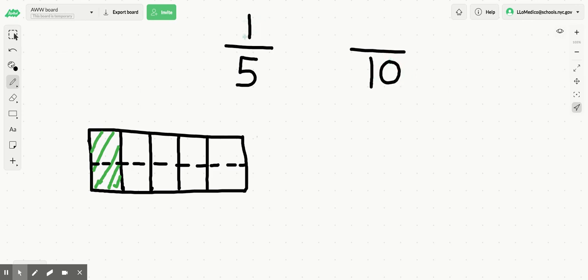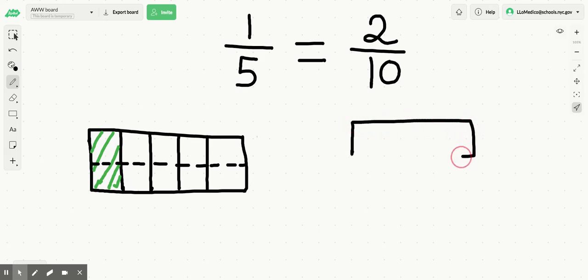Because we shaded in 1/5, we need to figure out how many shaded tenths there are. So let's count the shaded parts. 1, 2. 2 parts are shaded. This is one way to make equivalent fractions. 1/5 equals 2/10. Another way is to draw 2 models.